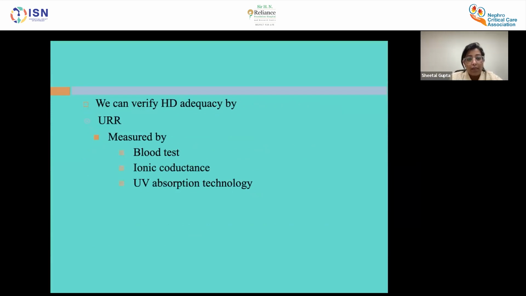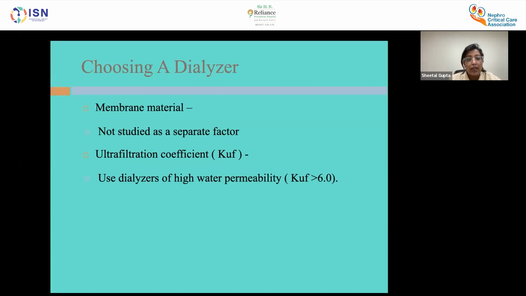So we can verify hemodialysis adequacy by urea reduction ratio, which can be measured by blood test, ionic conductance, and UV absorption technologies. Then choosing a dialyzer. In choosing the dialyzer, the membrane material is not studied as a separate factor. Then ultrafiltration coefficient: use of dialyzers of high water permeability, that is coefficient more than 0.6, is recommended.